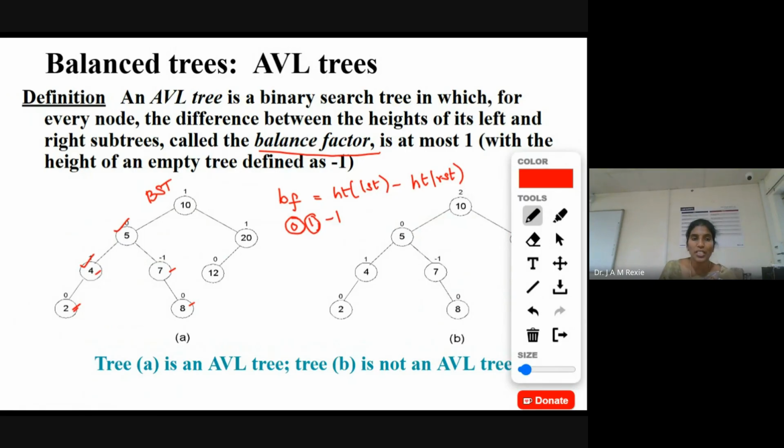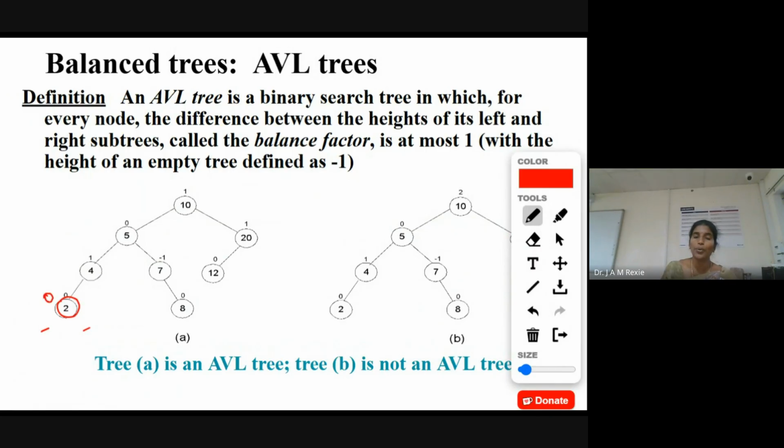Also, let's check the balance factor. How to calculate it? The height of the left minus the height of the right. Otherwise, we can calculate it as the number of levels in the left subtree minus the number of levels in the right subtree. For leaf nodes, the left side is empty and the right side is also empty, so there is no level at all. 0 level, 0 level. Hence, the balance factor will be 0 here.